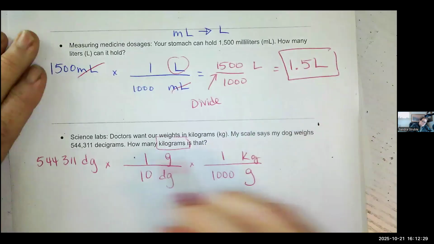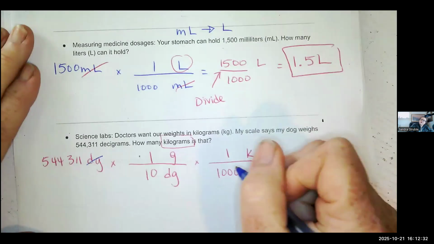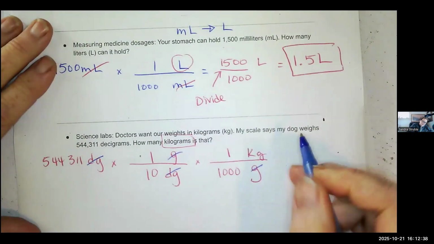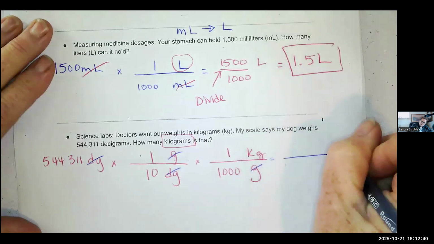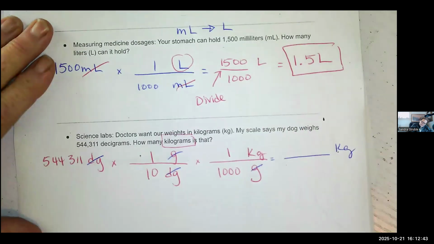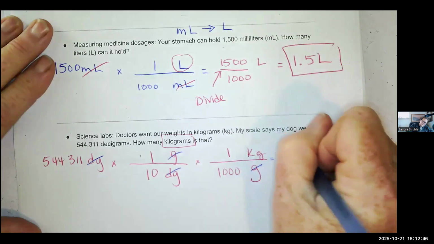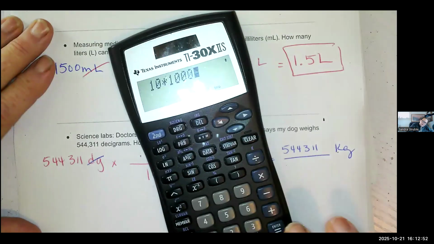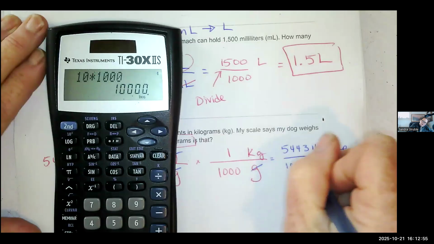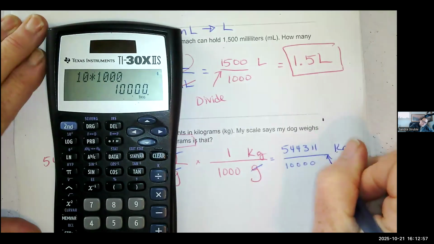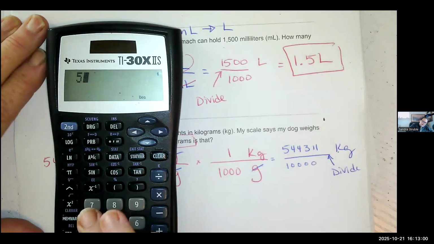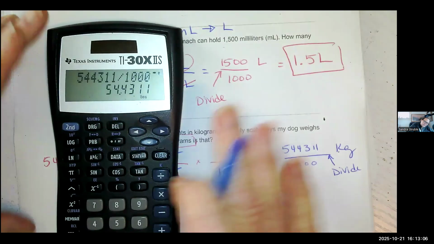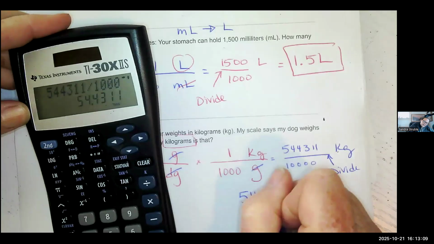Multiplying left to right, decigrams is gone, grams is gone. I'm left with kilograms. Fantastic. Now I'm going to have to divide on this one. 544,311 times 1 times 1 is 544,311. 10 times 1,000 is 10,000. Please do not leave it in this format. You must divide when you see a number over a number. So 544,311 divided by 10,000 is 54.4311 kilograms. Write the entire thing.